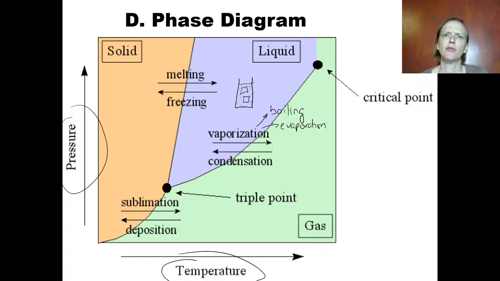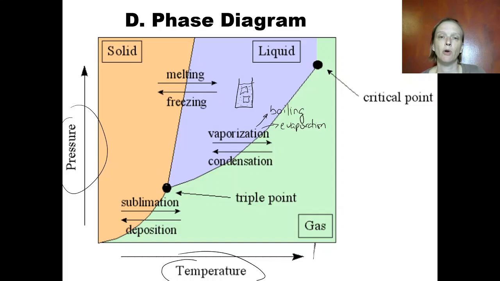There are a few other things to notice about a phase diagram like this. We have a critical point up here. The critical point is a point at which, if you get any higher in temperature, you can't have a liquid or a solid anymore. The only thing you can have is a gas. So once you're above the critical point in temperature, then you can only have a gas.